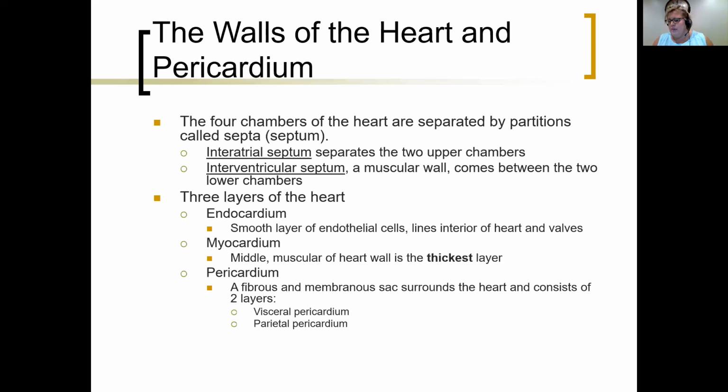Also on that diagram, they've labeled for us the bottom of the heart, that's the apex. The pointed end of any organ is always referred to as the apex. The broad end of an organ is referred to as the base.